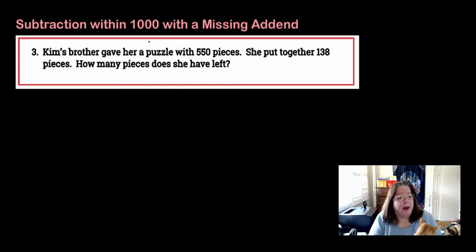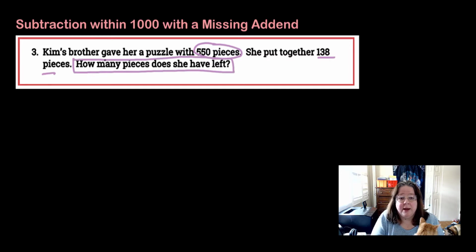Let's start out by highlighting or circling the information in our problem. Kim's brother gave her a puzzle with 550 pieces. She put together 138 pieces. How many pieces does she have left? Let's see what we have. I'm going to start out with we know it's going to be subtraction within 1,000 with the missing addend. I'm going to use our tape diagram to fill in the information that we know.